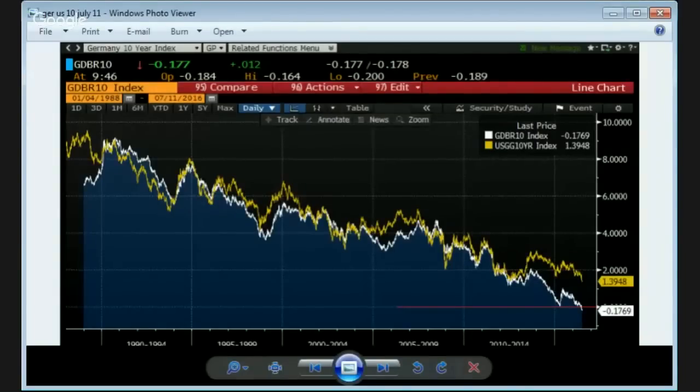Okay, now this is a chart, this goes back to 1980, of the US and German 10-year rates. I just put this chart up before I came in. So this is one assumption that we can operate on. We're looking for what's going to happen with the world economy, and everything's everywhere. So let's start with one assumption.